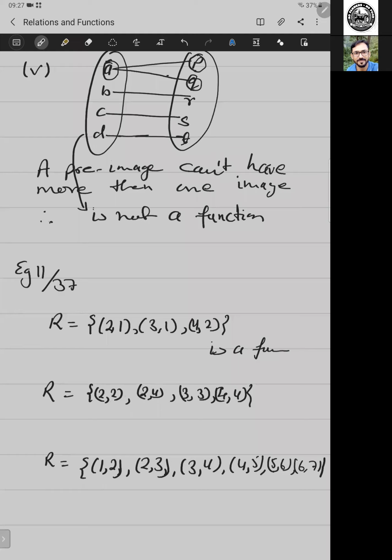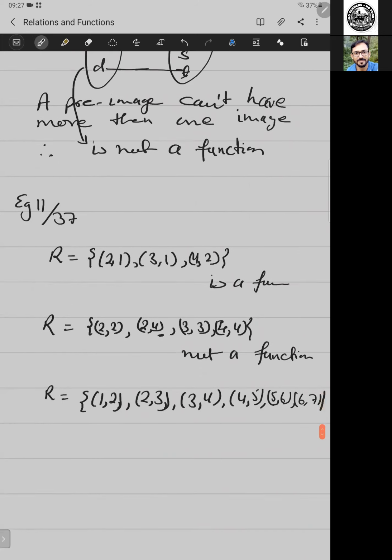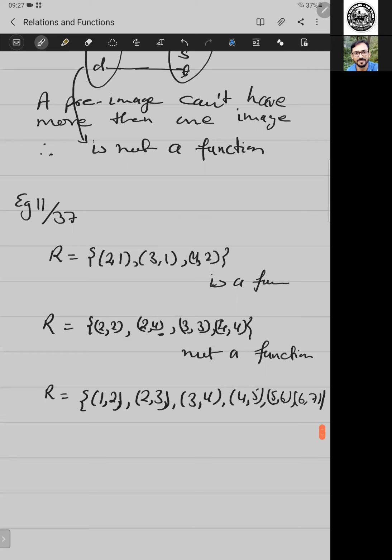2 is having image 4, 2 is having image 2. So a pre-image is having more than one image, therefore it is not a function. Now this (1, 2), (2, 3), (3, 4) is a function because no pre-image is having more than one image.